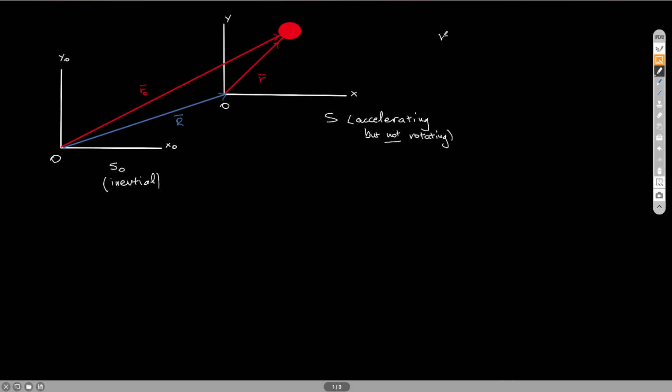If you look at the picture, if I start from here and I follow the big R vector, and then I follow the small r vector, I arrive at the same point compared to if I just follow the r naught. So this is telling me that r naught is equal to the big R plus the little r. Now, of course, I can take the time derivatives of these.